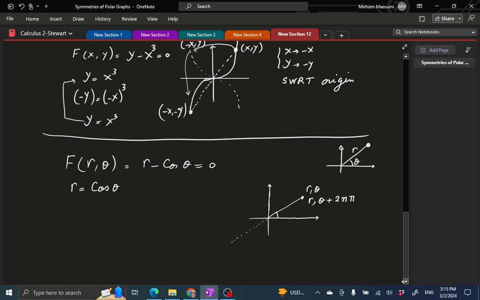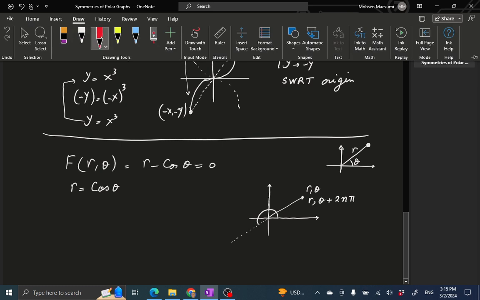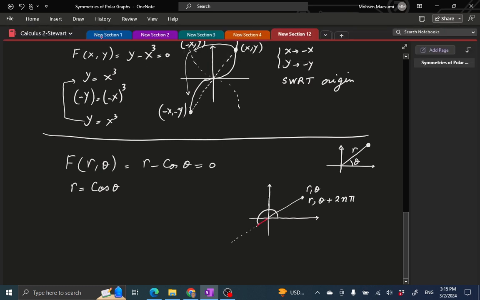I could go into an angle of theta plus pi. So I could take my x-axis and turn it around. Let me draw it in some other color. Suppose I turned my x-axis into this. That was the x-axis, and this is my new x-axis. Let's call it x prime.